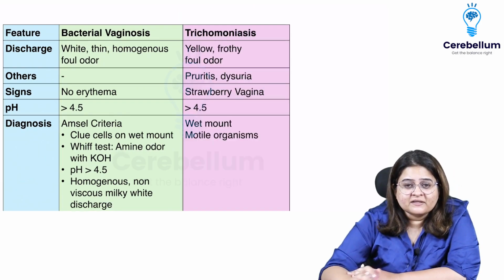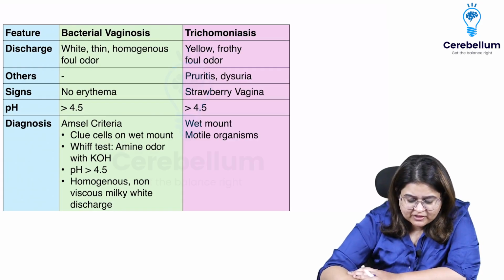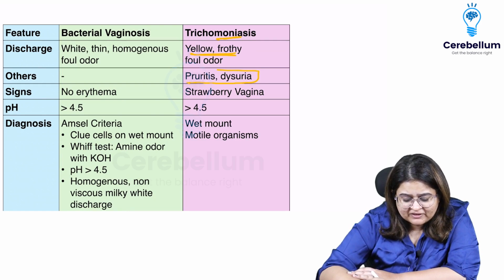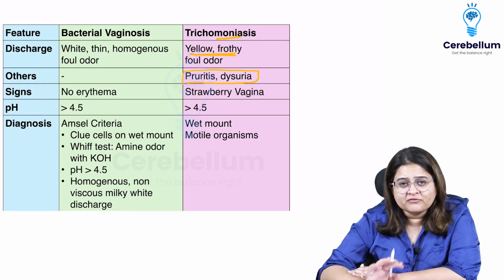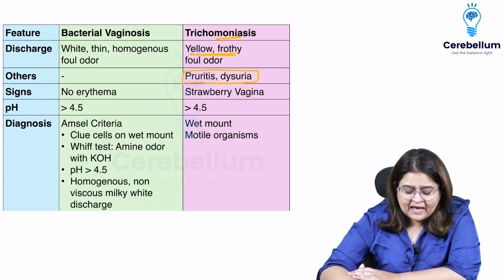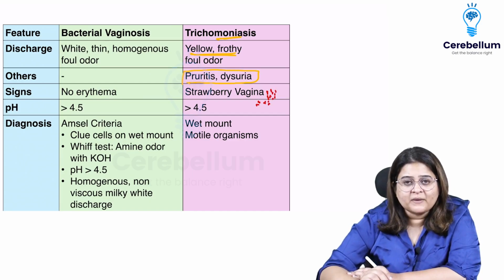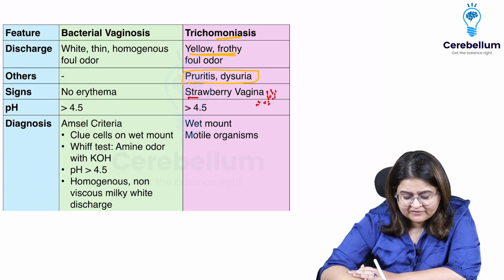Okay. The second important infection is trichomoniasis. Trichomoniasis presents as a yellowish green frothy discharge. The patient will be very troubled because she'll have a lot of itching and a lot of dysuria, and when you examine her, you will find the vagina studded by red spots, what is called a colpitis macularis or a strawberry vagina.